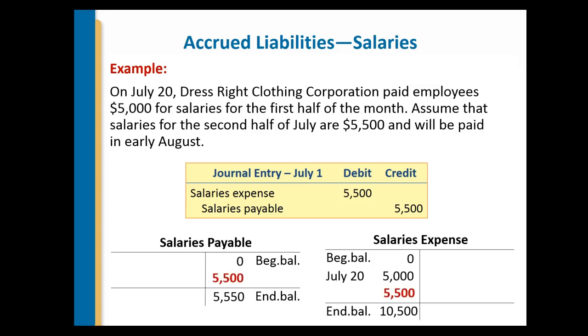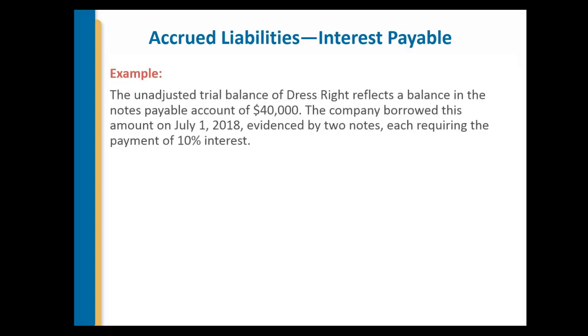So, as you see here, after this entry gets recorded and posted to the general ledger, the salaries expense account will have a debit balance of $10,500, which is the $5,000 initially plus the $5,500, and the salaries payable account will have a credit balance of $5,500, that which we still need to pay.